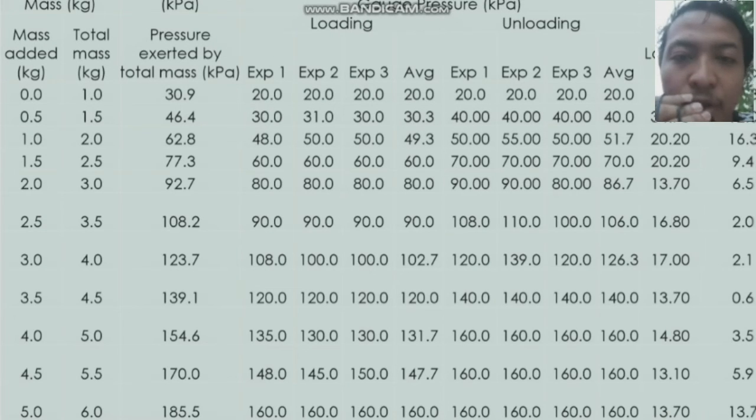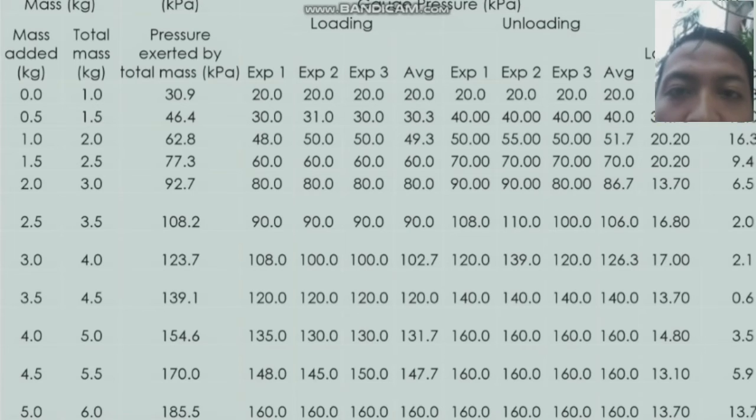Hi and Assalamualaikum. I will continue to the result and calculation. So this is the table of what we get from the experiment, from the mass added 0.0 to 5.0, and then we do 3 experiments to get the average for loading and unloading. So this is the data for loading and unloading. As we can see, at 0.0 we get 35.3 for loading and 35.3 for unloading.